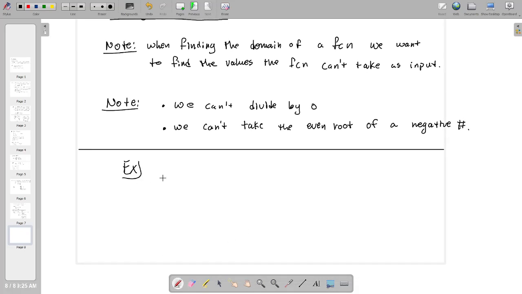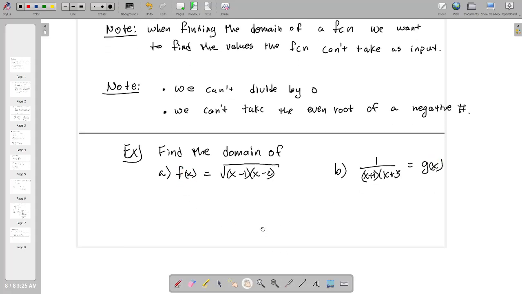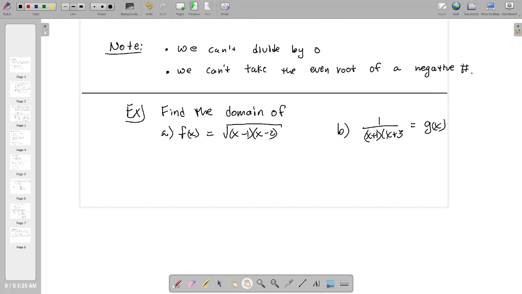Let's do an example here. Find the domain of a, f of x is equal to the square root of x minus 1 times x minus 2, and b, g of x is equal to 1 divided by x plus 1 times x plus 3. So let's start with the domain of f of x. We'll get to part b in a second. These are two separate problems, by the way, just so that we're not confused.